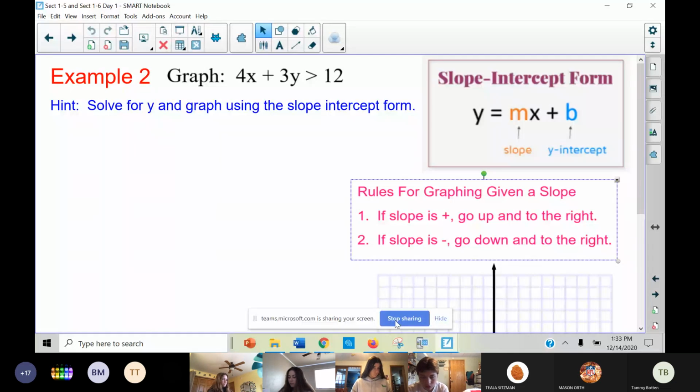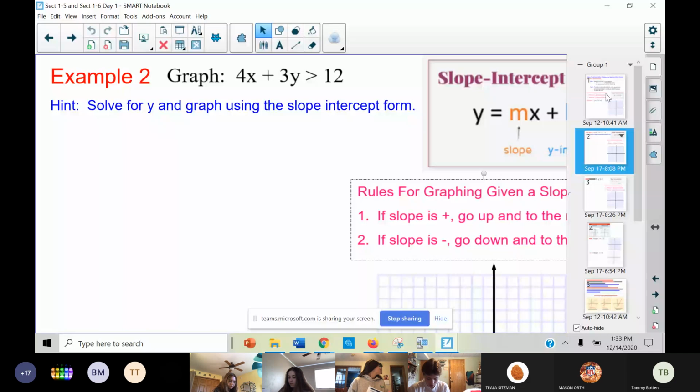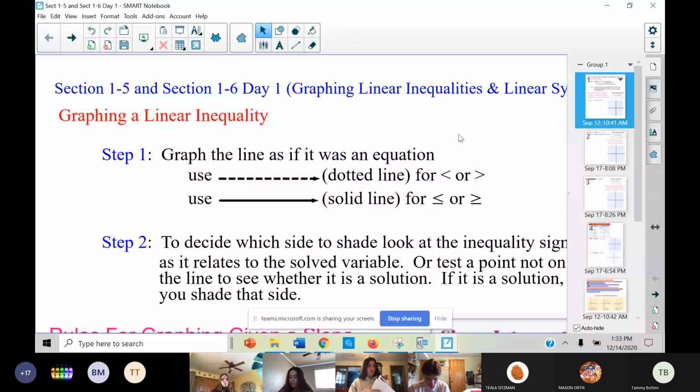Okay, so hopefully you all can see my screen here. We're going to be doing section 1.5 and the first part of section 1.6.